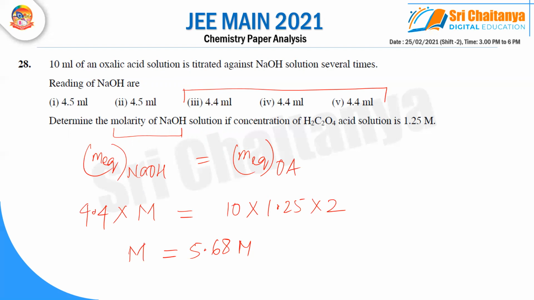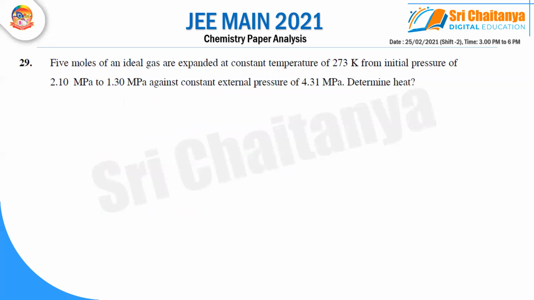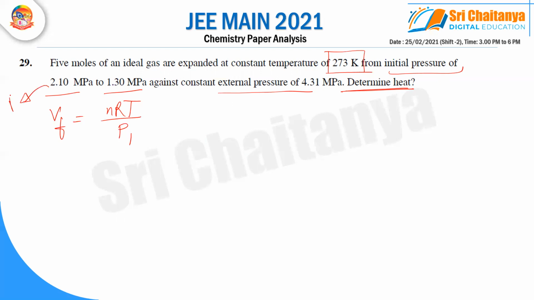Question number 29 is the next question. 5 moles of an ideal gas is expanded at constant temperature from 273 Kelvin from an initial pressure of this one to this much. So they are asking how much is the heat exchanged? And this happened at a constant external pressure of this much. So let's find out the V final. V final is nothing but nRT by P1. So this is my P1 value, and this is my P2 value.